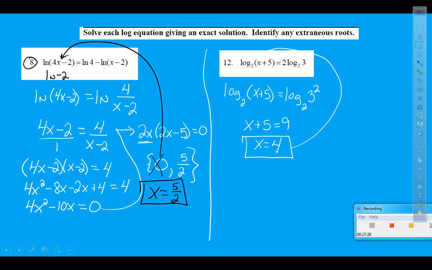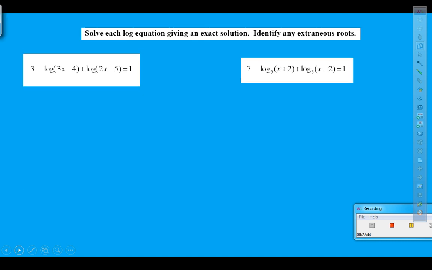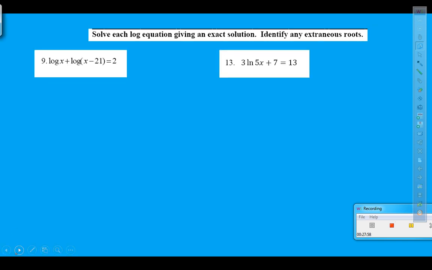So keep hanging on. I know we're about at that 27-minute mark. I've got one more type to show you. The next group I went with stars. If you would, put a star by the rest of them. That would be number 3, number 7, number 9, number 13 and 14.